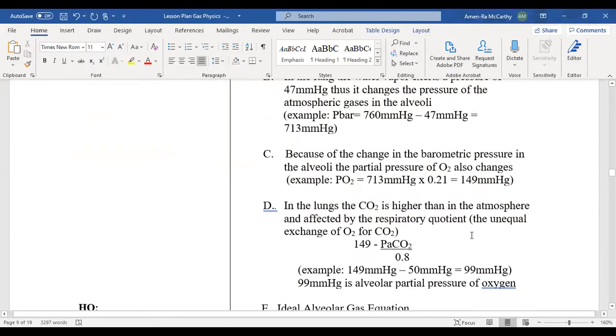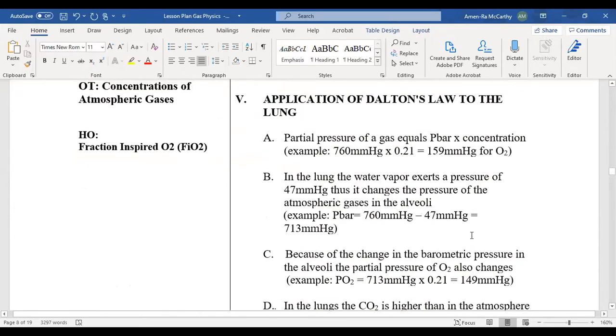This is what's happening, guys. We started off with a barometric pressure of 760. Of course, they're showing you that to find out the pressure of oxygen in the atmosphere, you do 760 times 0.21, which is 159.